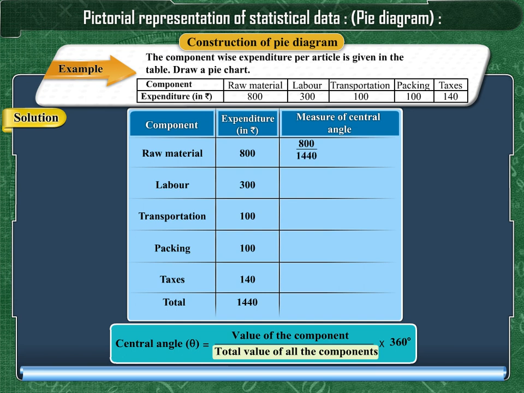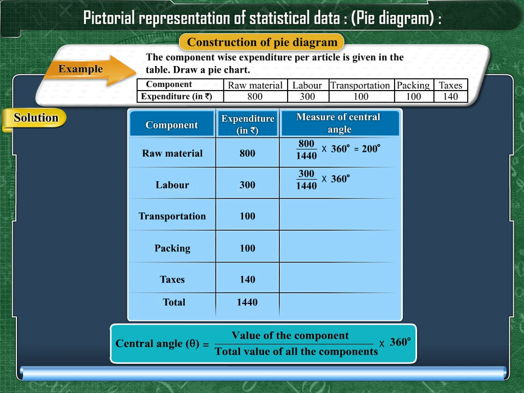We first draw a circle of convenient radius with center O. We then draw a radius OA in the positive direction of x-axis. We then draw sectors of respective central angles in anti-clockwise direction. For that, we first draw an angle AOB with measure 200 degrees in the anti-clockwise direction.